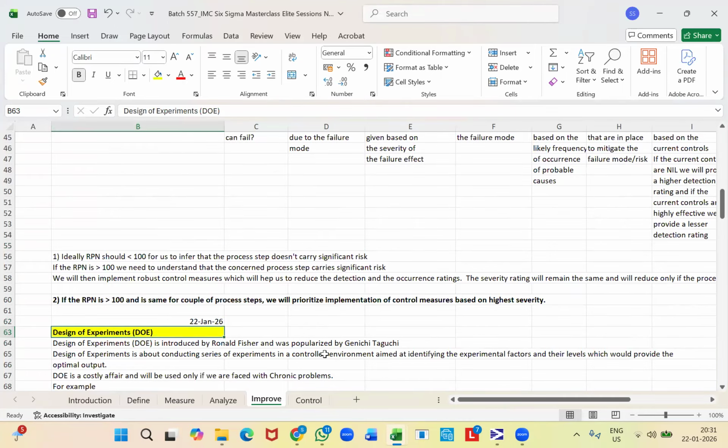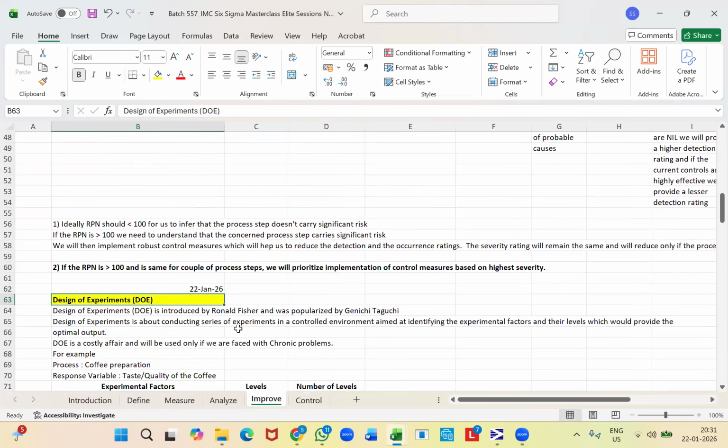Fine. So DOE as a concept was introduced by a quality expert by the name Ronald Fisher, and it was popularized by a Japanese quality expert, Genichi Taguchi. In fact, Taguchi is much more famous than Ronald Fisher. Even though Fisher introduced this concept, it was Genichi Taguchi who actually popularized it by identifying some practical application opportunities for design of experiments. That's how Taguchi became much more famous than Fisher.